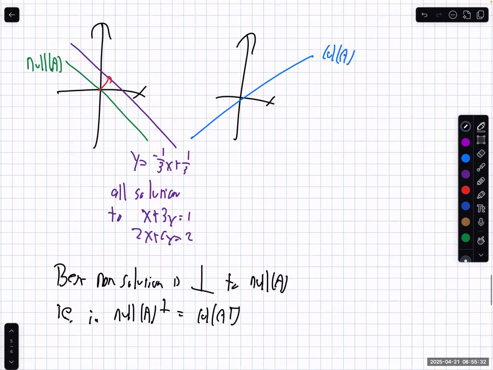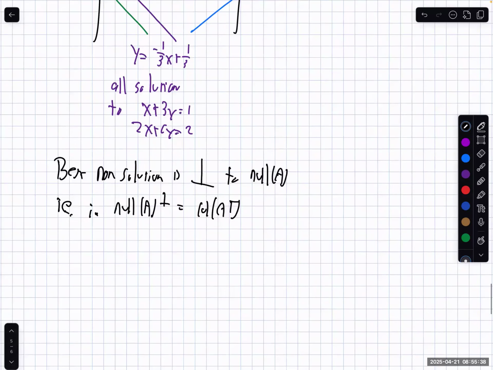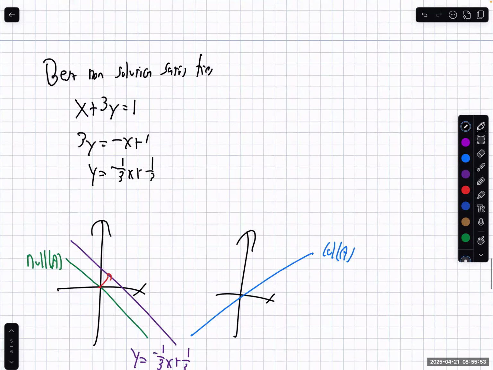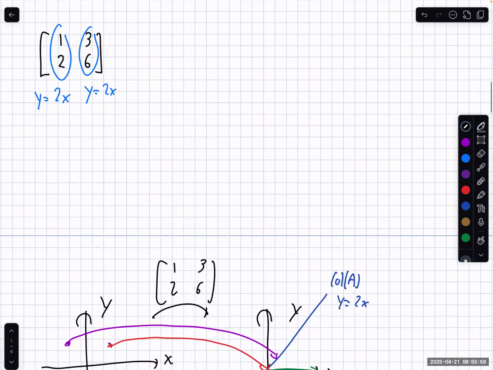Oh, the best, okay. Yeah, okay, and then to be in the column space of A transpose, A is the matrix 1, 2, 3, 6, A transpose. Oops. I'm going to copy this down wrong. One columns there.